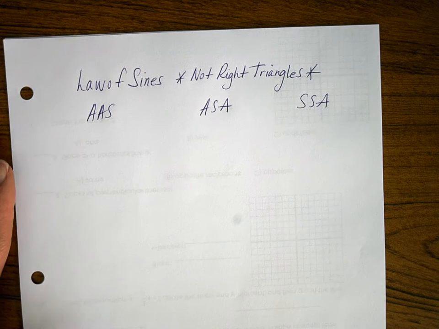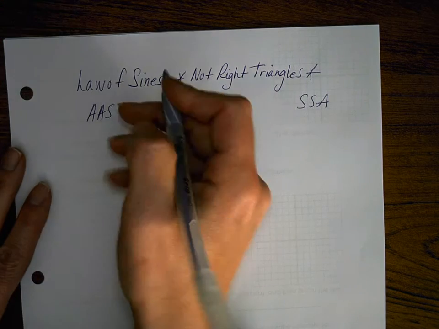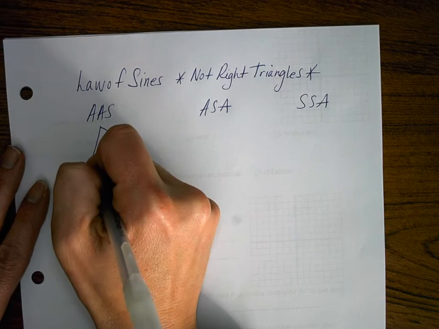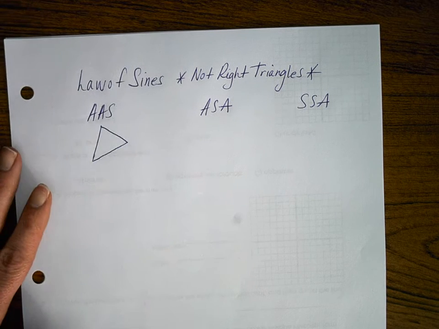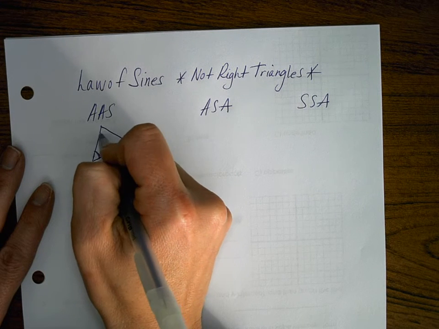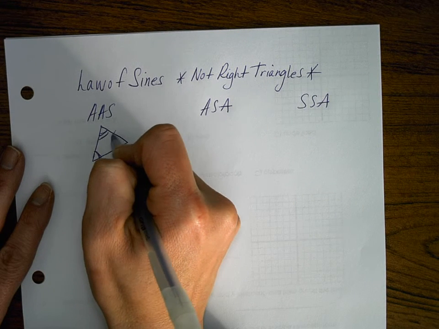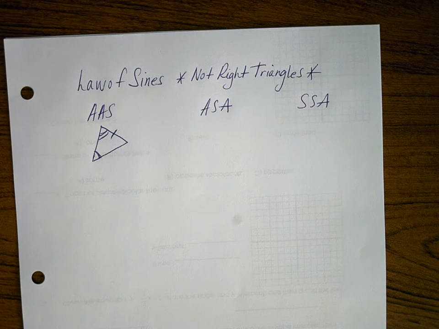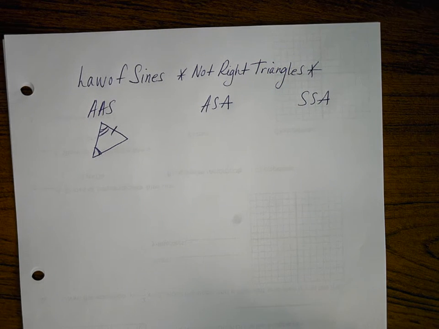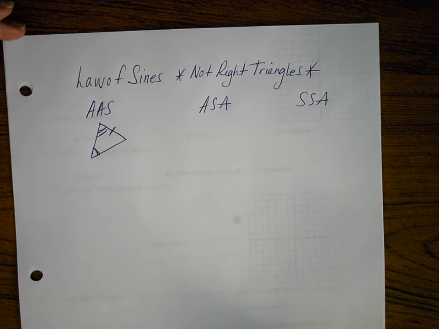Now, let's remember our geometry. If I am looking at a situation with angle, angle, side, that means I'm given an angle, another angle, and then a side. Now, why, when I'm given an angle, another angle, and a side, why can I use the law of sines? Why will law of sines be okay in this situation?